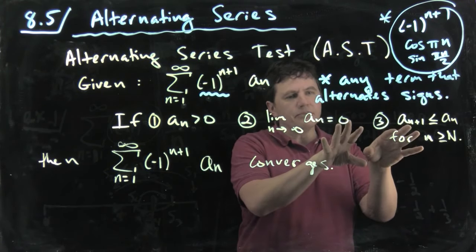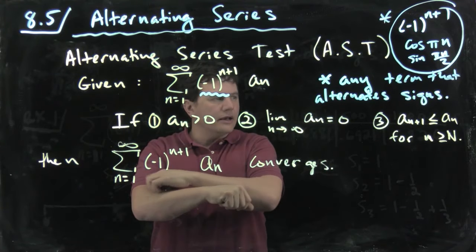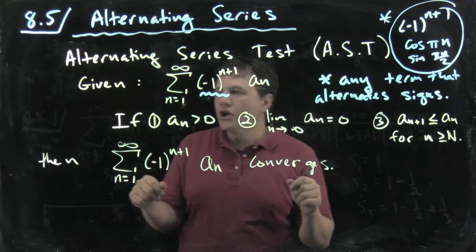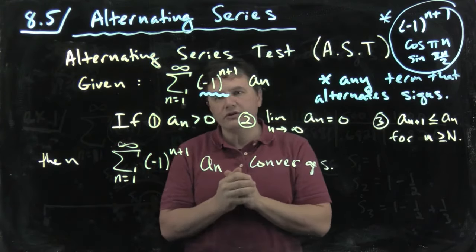So generally speaking, this is an easy thing to prove, and usually if the limit goes to 0, this is going to be true. As long as we meet all those criteria, our series converges by the alternating series test.